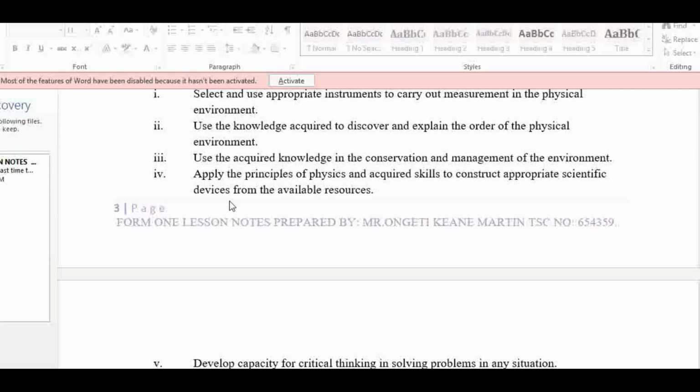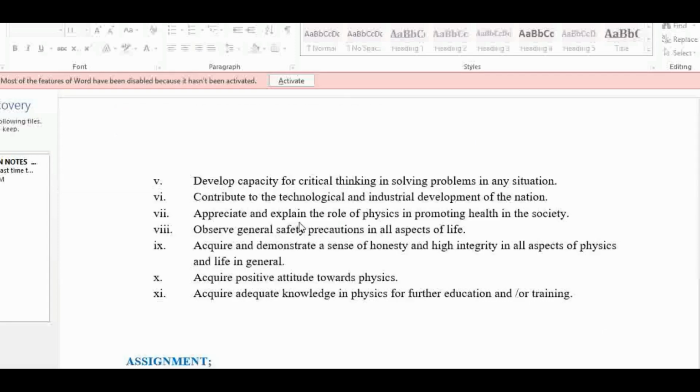Then the next one is apply the principles of physics and acquired skills to construct appropriate scientific devices from the available resources. So we don't just learn physics and leave it in class. The knowledge that we acquired, we should be able to construct appropriate scientific devices and apply it somewhere else so as to come up with projects, even to come up with some things that are new and also be creative. Then the next one is develop capacity for critical thinking in solving problems in any situation. Also contribute to technological and industrial development of the nation.